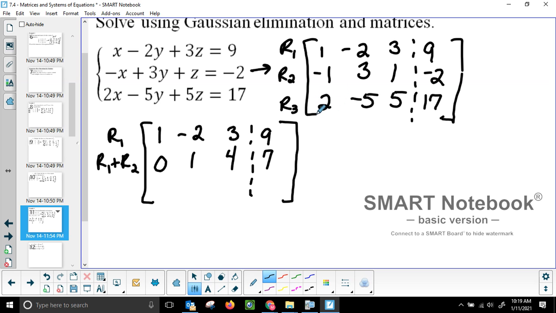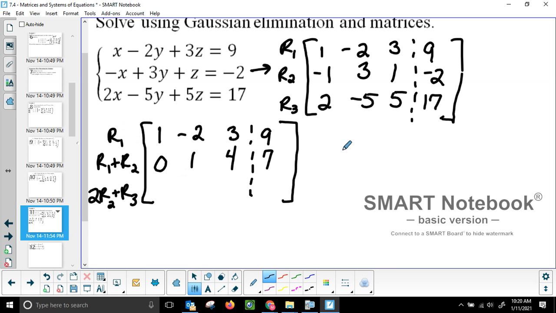Now I want this to be a 0 as well. There's a couple of ways that we could do this. Probably the easiest looks like 2 times row 2 plus row 3. Now do remember here that we had to use row 3 because we hadn't used it yet.